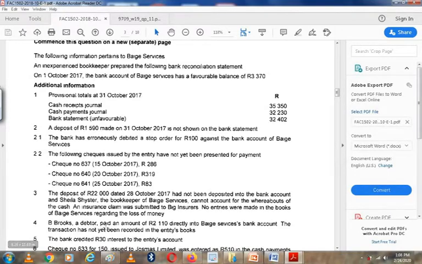Alright. B. Brooks, a debtor, paid an amount of 2,110 directly into Page Services bank account. The transaction has not yet been recorded in the entity's books. So this transaction already shows on the bank statement. There's no need for us to put it to the recon. We should just put it in our cash receipts because it's money that has been deposited.